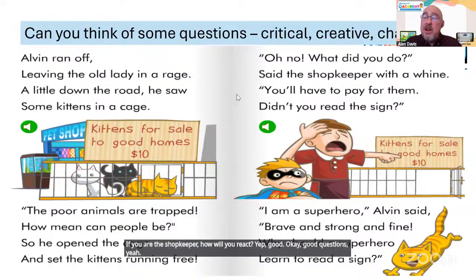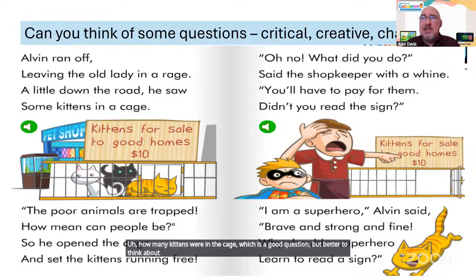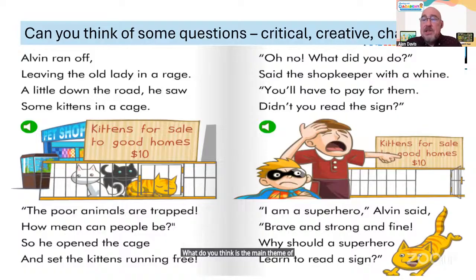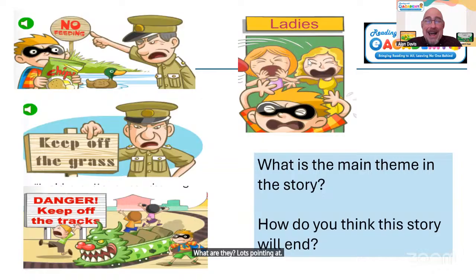So the point of all of this is that we don't always have to say how many kittens were in the cage, which is a good question, but better to think about what will happen to these kittens when they are freed. So good ideas, guys. What do you think is the main theme of this story? What is the main theme? And you can see lots of pointing at signs, right?